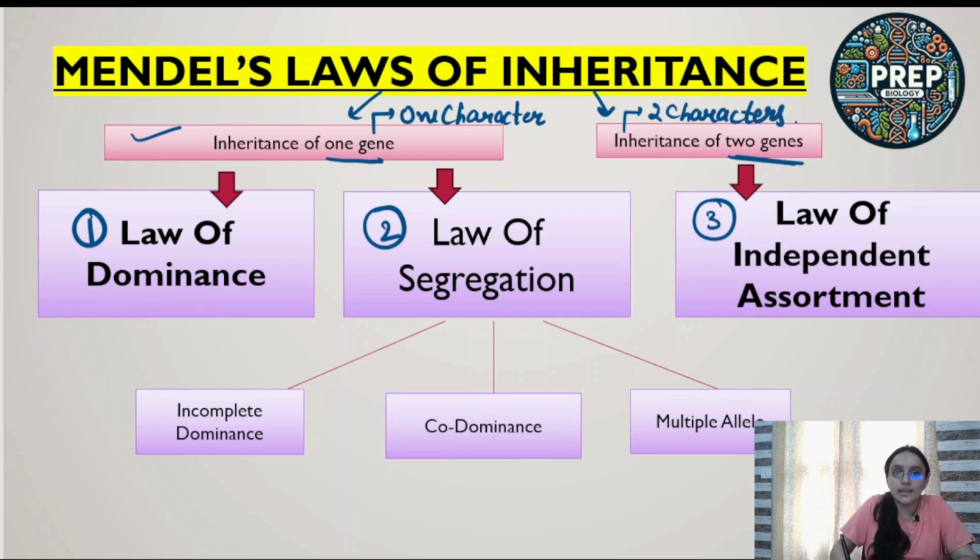Under the inheritance of one gene, there are two laws of Mendel, that is the law of dominance and the law of segregation. And under the inheritance of two genes, we will study the law of independent assortment. So there are three laws of inheritance: law of dominance, law of segregation, and law of independent assortment. Under the law of segregation there are further multiple terms. In this lecture we are going to discuss the law of dominance.